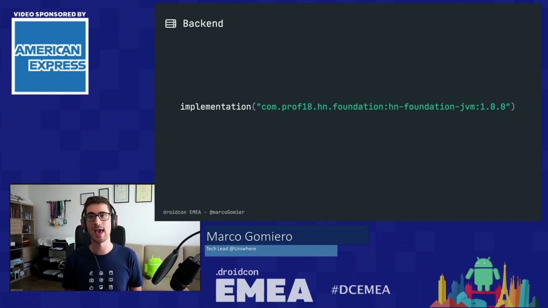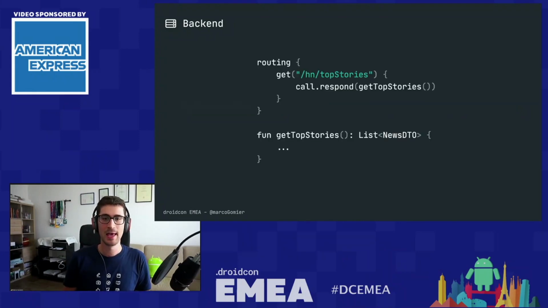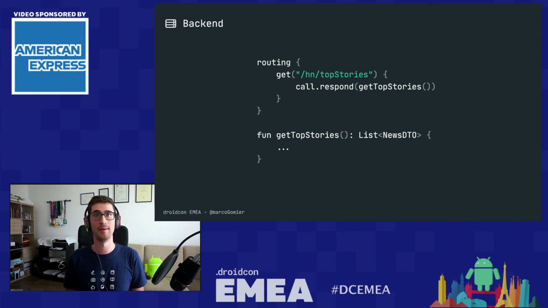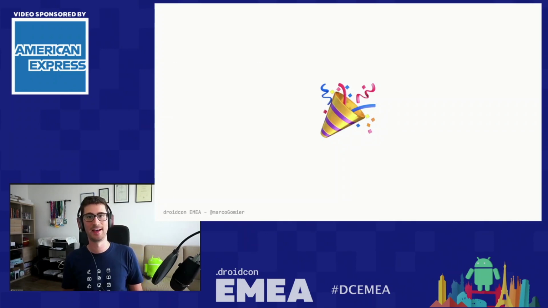the dependency, and you can do it with the usual implementation line in the build.gradle file, of course, if you are using Gradle. And with Ktor, we can define and expose an endpoint that responds and serves our news. And basically, that's it. We now have a working Android client and a working backend that share the same little piece of code.